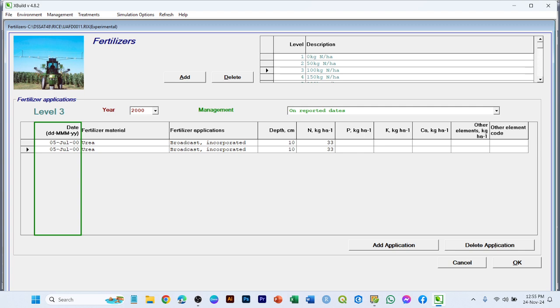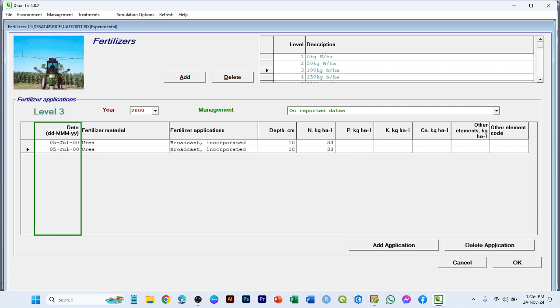Yes, please. The second question is not clear. Which part of the question are you unable to understand? Is the level considered as plot? The level is considering the whole plot size, not per square meter. Say for example, your plot size is around 30 square meters. Then this is the application for 30 square meters, not only for 1 square meter. Clear?